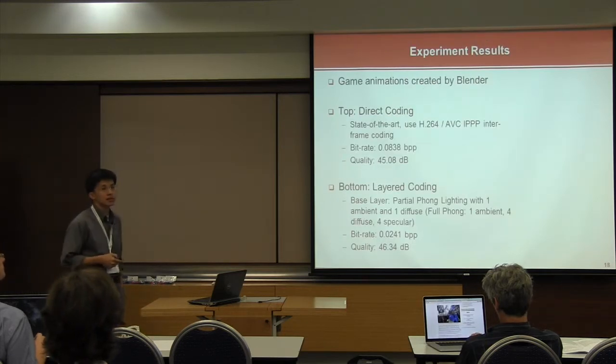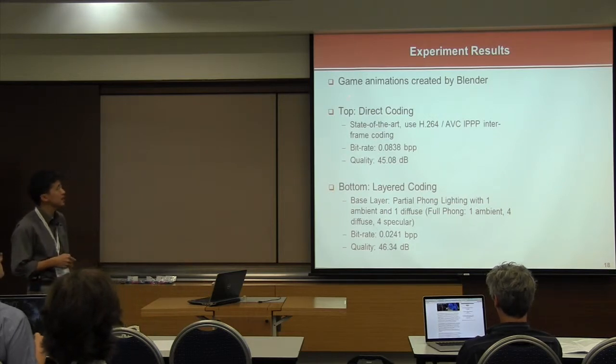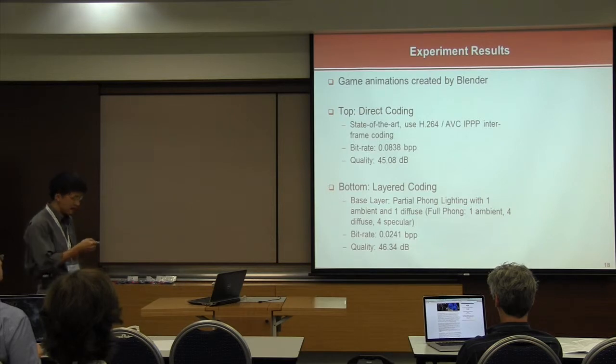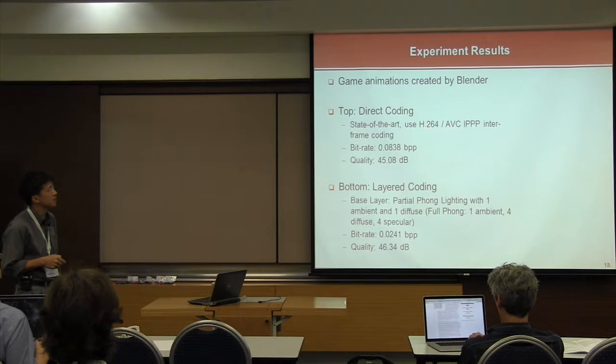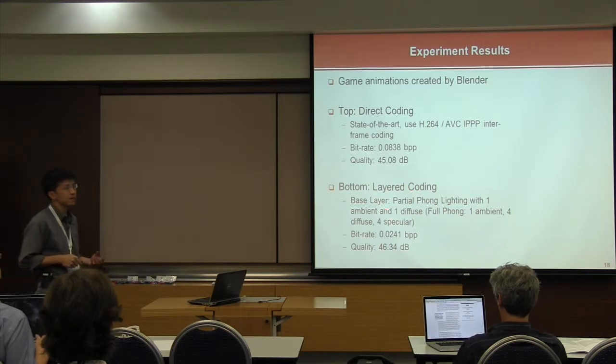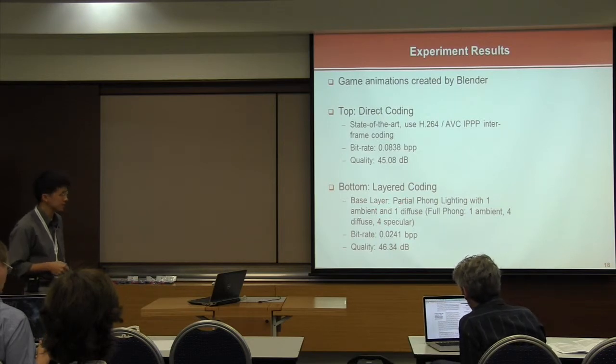Then I would like to discuss some experiment results. To test our idea, we generated some game animations created by Blender, which is an open source computer graphics software that can be used for video games. We compare two approaches. The first one is direct coding, which is the state of the art used by cloud gaming. They use H.264 for interframe coding, and this is compared with our proposed layered coding, in which we use a base layer rendering pipeline that includes only a subset of reflection components and light sources.